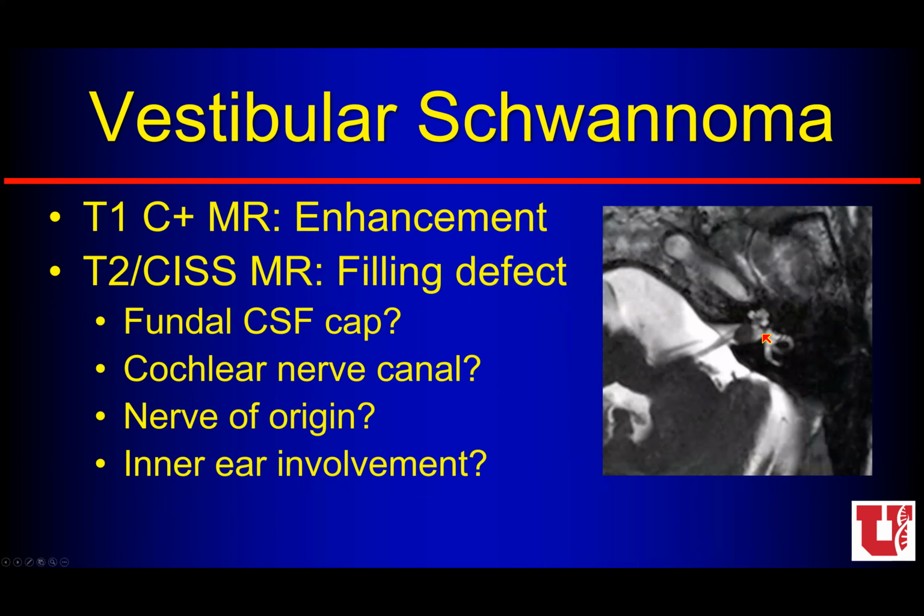How much CSF is lateral to the lesion? That's the fundal cap. That may change the surgical approach for these lesions if they're thinking about doing surgery. We try to think about the nerve origin. We look at the cochlear nerve canal, the little canal where the cochlear nerve is going, and we look at the cochlea and the vestibule to be sure they're not involved with the schwannoma.